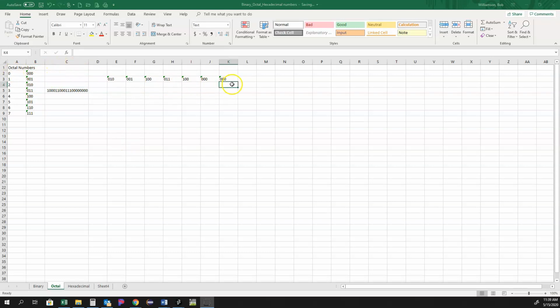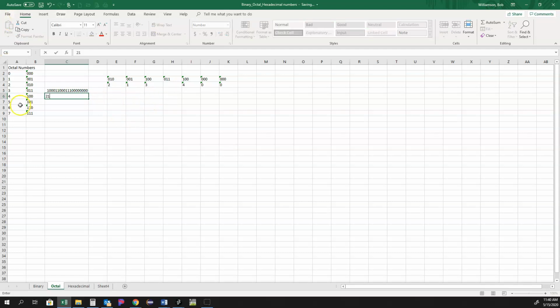So 0, 0, 0 has an octal value of 0. Again, same thing here. 100 is represented by a 4. 011 is a 3. We've got 001, that's a 1. And 010 is a 2. So our number in binary is this. Our number in octal is 2, 1.